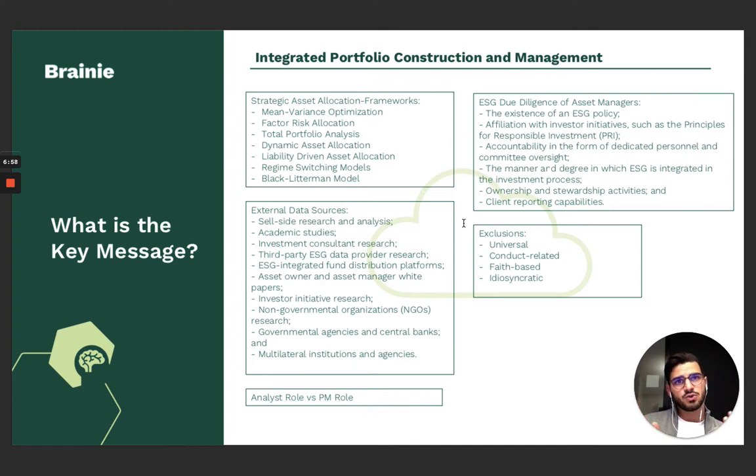Typical sources of external data are sell-side research and analysis, academic studies, investment consultant research, third-party ESG data provider research, ESG integrated fund distribution platforms, asset owner and asset manager white papers, investor initiative research, non-governmental organization research, governmental agencies and central banks, and multilateral institutions and agencies.